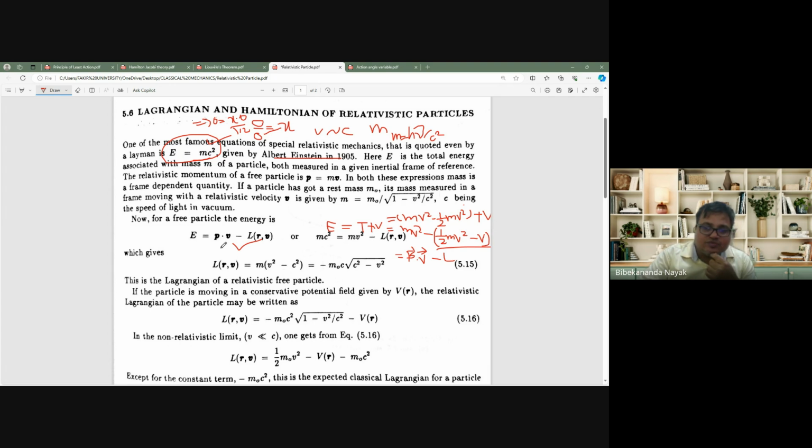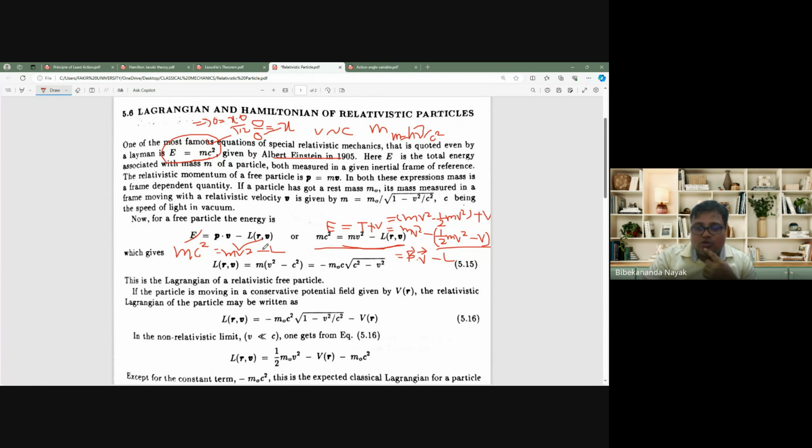Okay. But energy is equal to how much? mc square. So in place of energy, I write mc square, and P is mv. mv into V is equal to mv square. So mc square is equal to mv square minus L. From this equation, we can write L is equal to how much?